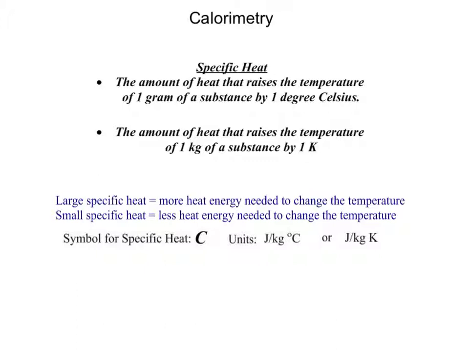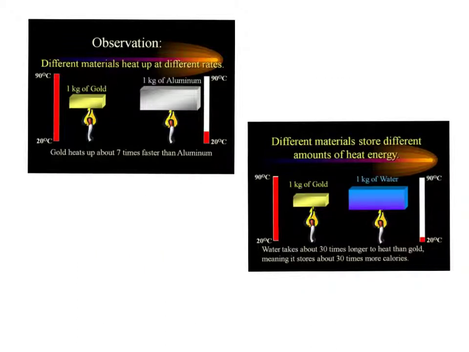Specific heat is an old idea dating back to when heat was thought to be a substance that was contained in objects. So the term has continued in use even though our understanding of heat has changed. So specific heat is a property of substances. Now, because specific heat is a property of substances, that tells us that different materials will heat up at different rates. Gold, for example, takes about 7 times faster to heat up than aluminum does.